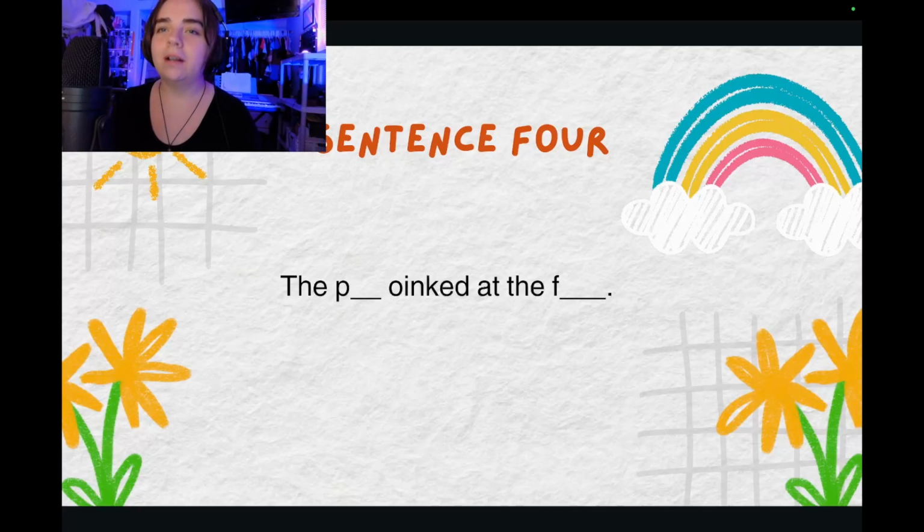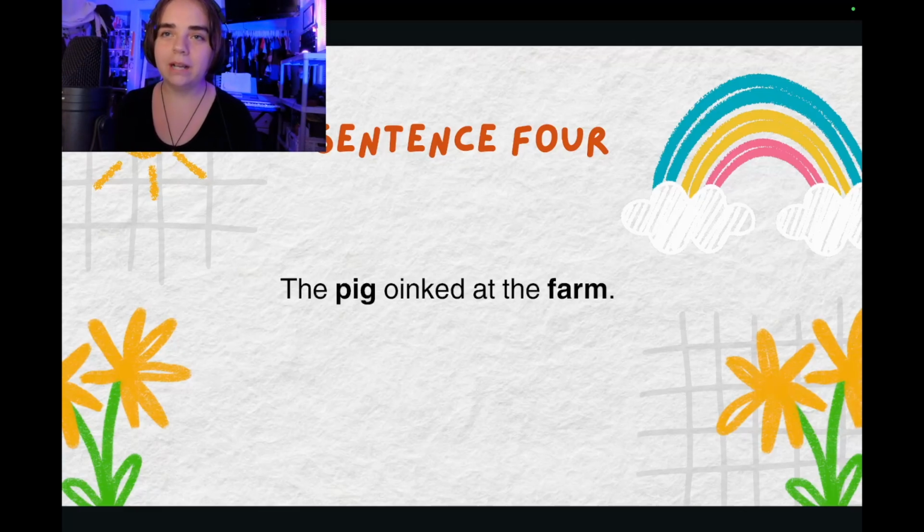And then sentence 4. The p blank oinked at the f blank. So now you're just going to fill in the word. What do you think oinks and where do you think it oinks? For this one, I put the pig oinked at the farm. This is really the only answer that I could think of that fits in those blanks. But if you could think of something different, awesome. Maybe a pig is oinking somewhere else at something else that starts with an F. So anything really works, but the answer I was looking for is the pig oinked at the farm.